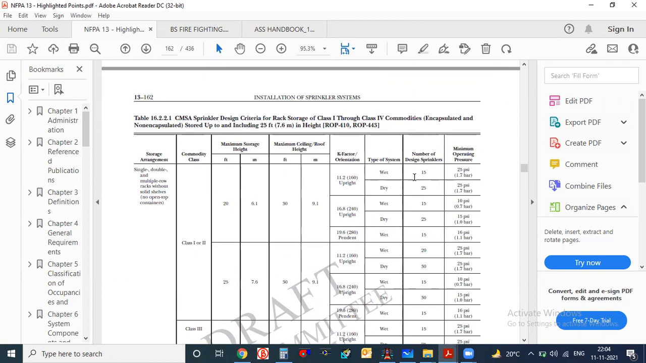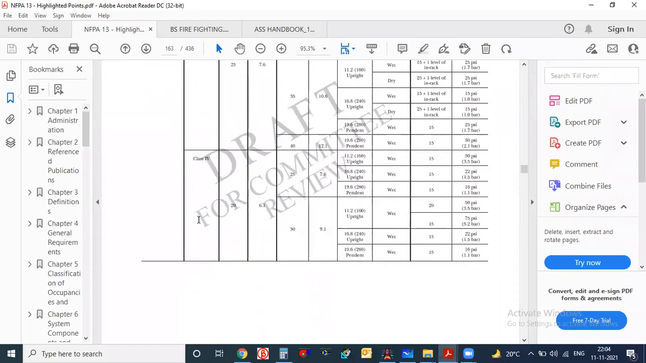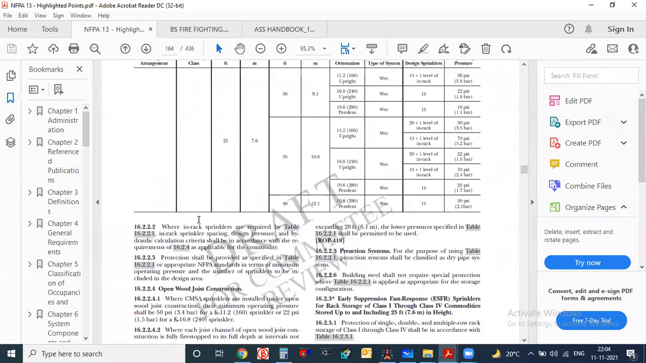K factor, type of system, number of sprinklers. Okay, just a minute. So this is the important one. Always you have to check what is the K factor, what is the minimum operating design. Okay. And whatever the storage arrangements, this you have to check. Commodity class, again they have given class 1 to class 4. This is simple. Okay.